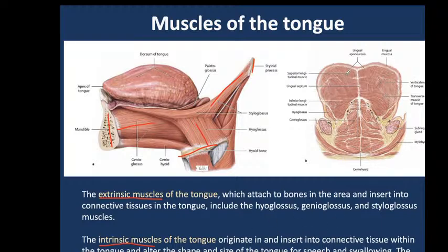There are four muscles: superior longitudinal muscles, inferior longitudinal muscles, vertical muscles here, and transverse muscles here. All of the intrinsic muscles change the shape and size of the tongue when we are speaking or swallowing.